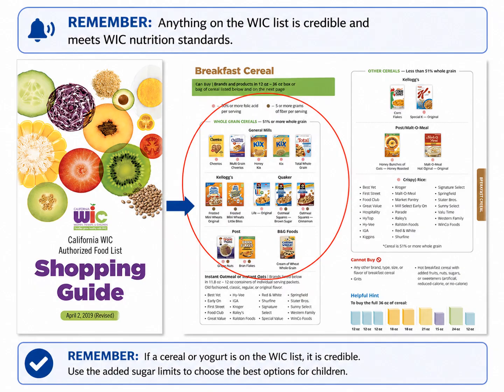Anything listed on the WIC food list is creditable and meets WIC nutrition standards. The California WIC-authorized food list shopping guide includes approved breakfast cereals and other food items that meet program requirements. If a cereal or yogurt is on the WIC list, it is considered creditable for CCFP meal service. Providers should still use the added sugar limits to help choose the best options for children. Choosing products that meet both WIC standards and CCFP added sugar guidelines helps support healthier meals and snacks for participants.